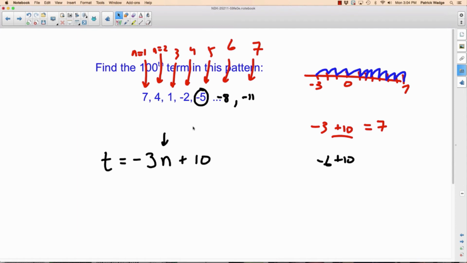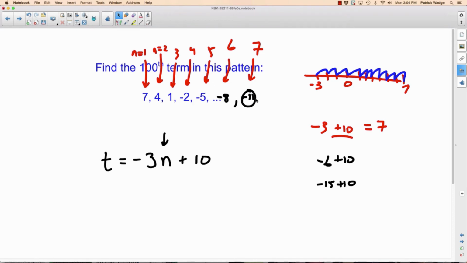Let's go all the way up to 5 here. If I put 5 in here again, I get -3 times 5, which is -15, and then I'm going to add the 10. -15 plus 10 is -5. Yes, indeed, we got it again.